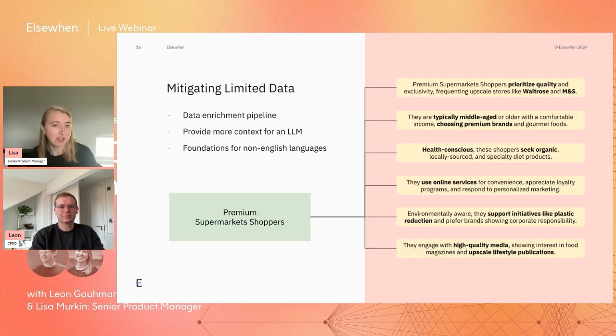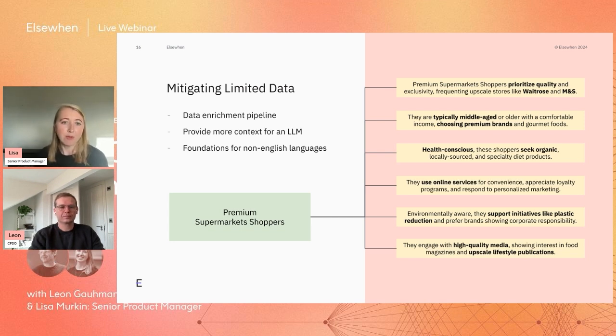One of the first questions we had at the start of the project was, do we have enough data for this? And it's something that we had to then mitigate because we found some of the audience segment descriptions had just 3 words. So for example, premium supermarket shoppers. It's not very detailed or descriptive for an LLM. So we built a data enrichment pipeline to generate more context for an LLM. And it also then became the foundation to support non-English languages.